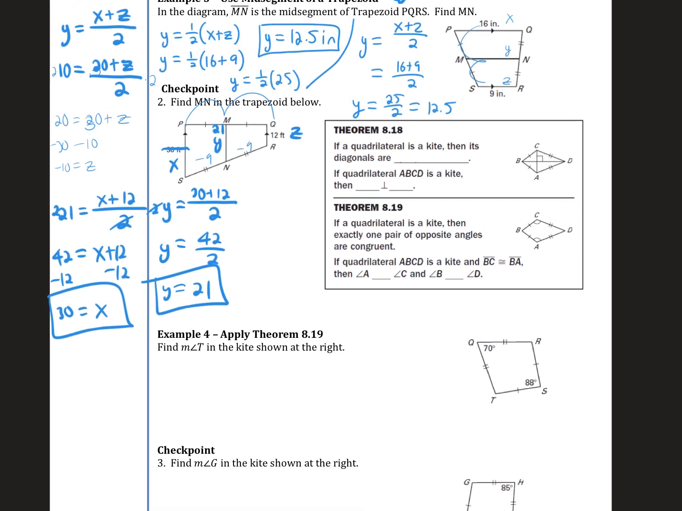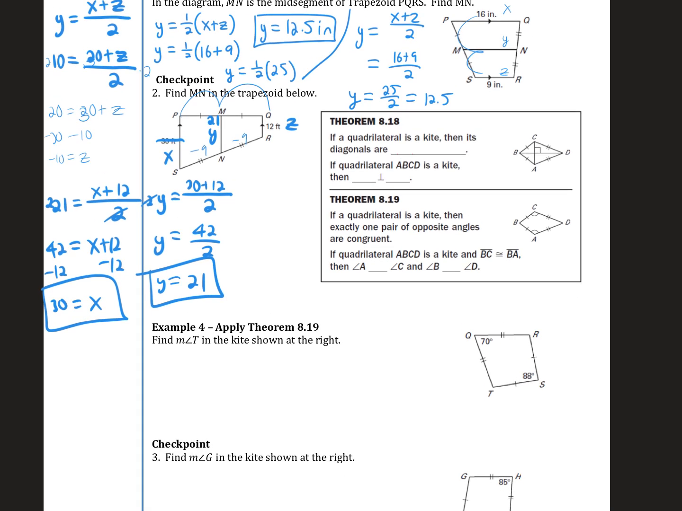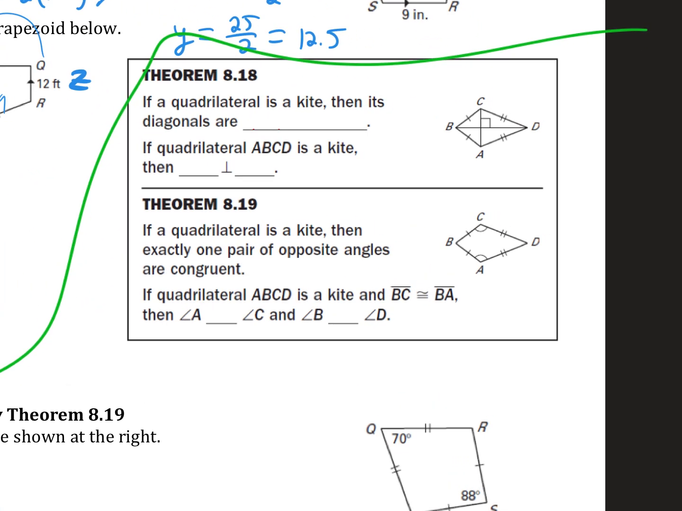Okay, kites. Last thing we're going to talk about are kites. All right. So, a kite. A couple properties of kites here. And this is all in your quadrilateral flowchart, by the way. The diagonals are perpendicular. They're what? Perpendicular. So AC is perpendicular to BD.